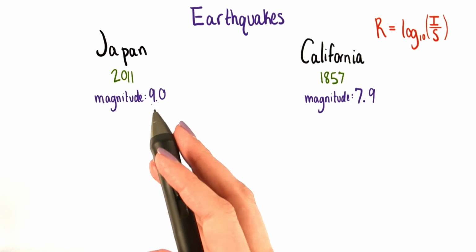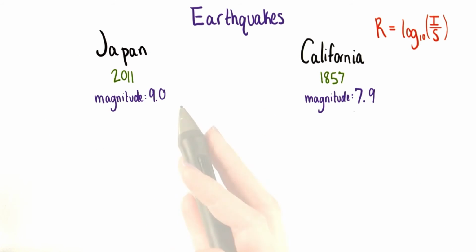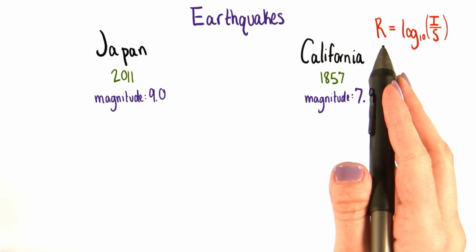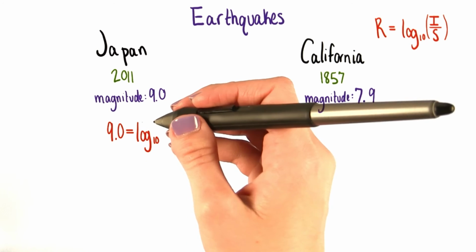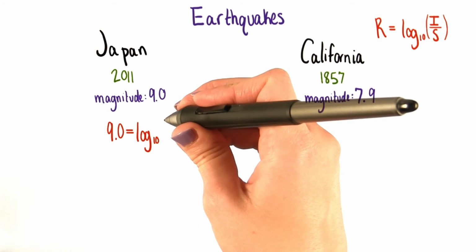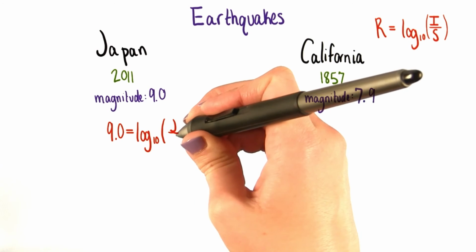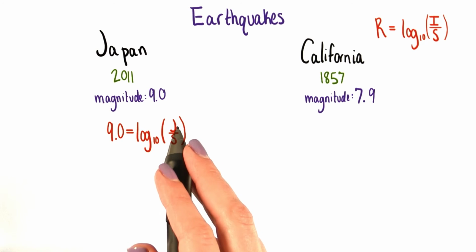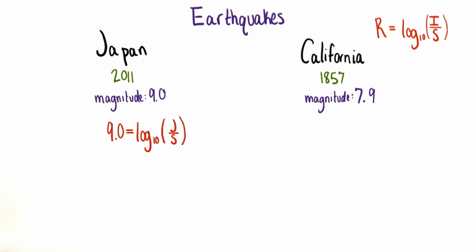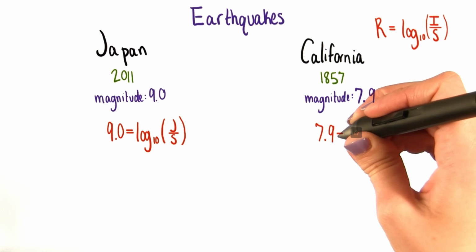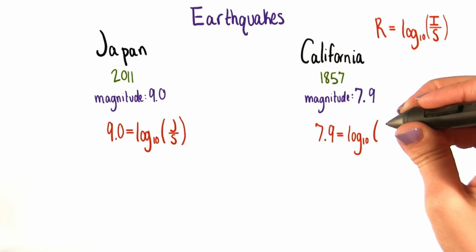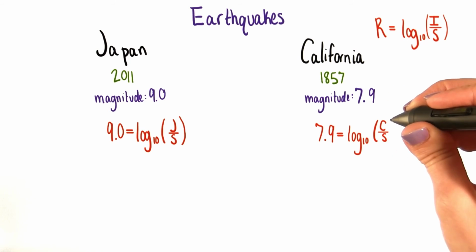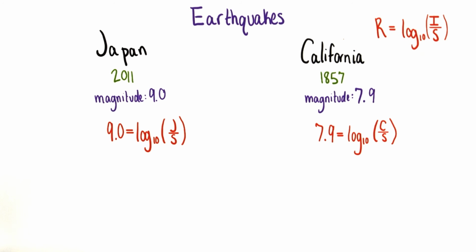So here once again is our information about our two earthquakes. How does this information fall into an equation of this sort? Well, we know that R is the magnitude. So that means that over here, for Japan, we'll have 9.0 equals log base 10 of J over S. I'm just going to use the letter J instead of I to show that this is the intensity of the Japanese earthquake. For California, we'll have something very similar. We're just going to instead have an R value of 7.9, and I'll use the letter C to represent the intensity of this quake. C for California.